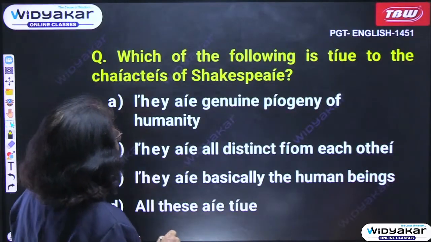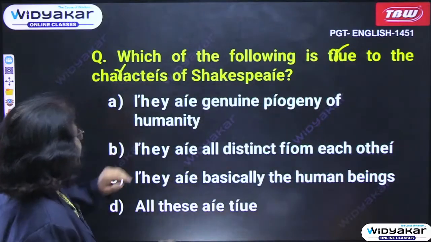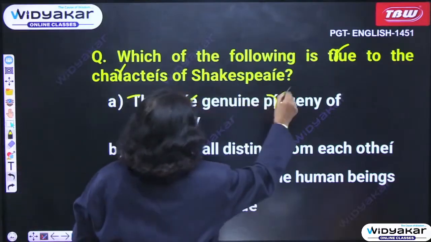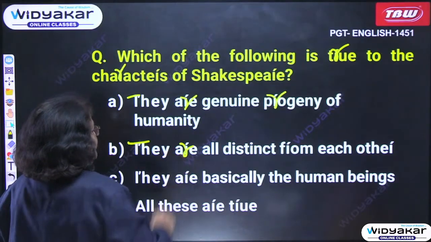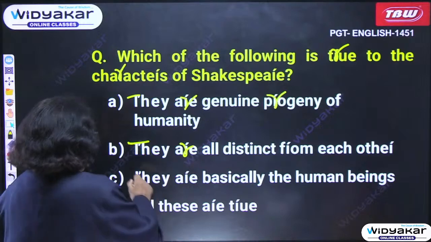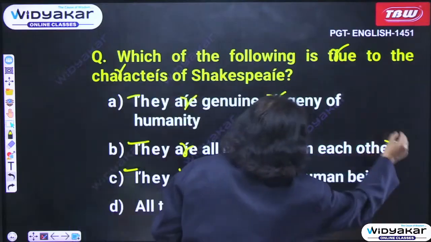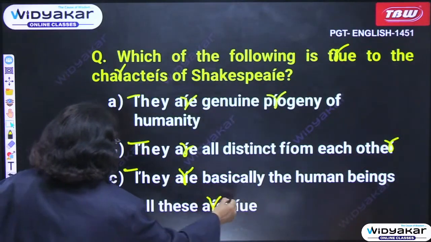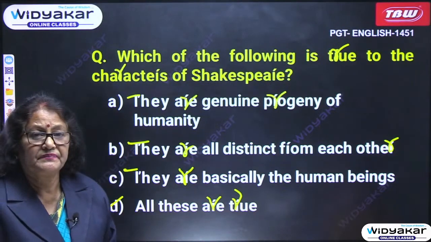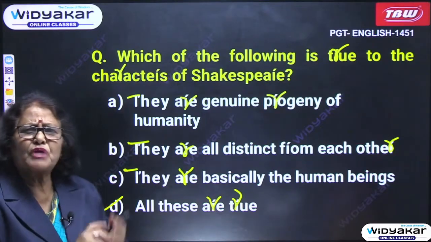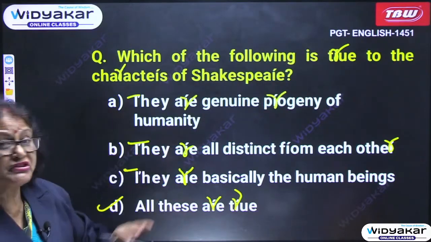Which of the following is true to the characters of Shakespeare? A, they are genuine progeny of humanity. B, they are all distinct from each other. C, they are basically human beings. And all these are true. Option D is the right answer, because all the characters of Shakespeare are genuine. They are products of human beings. They are all human beings. They are all distinct from each other.